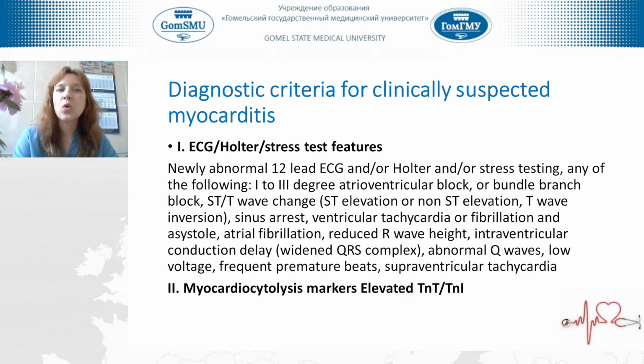Next, ECG, Holter, stress test features. New abnormal 12-lead ECG or Holter or stress testing, any of the following: first to third degree atrioventricular block or bundle branch block, ST/T wave changes, sinus arrest, ventricular tachycardia or fibrillation and asystole, atrial fibrillation, reduced R wave height, intraventricular conduction delay, abnormal Q waves, low voltage, frequent premature beats, supraventricular tachycardia. Next criteria: myocardial injury markers elevated, and the main of them is troponin.